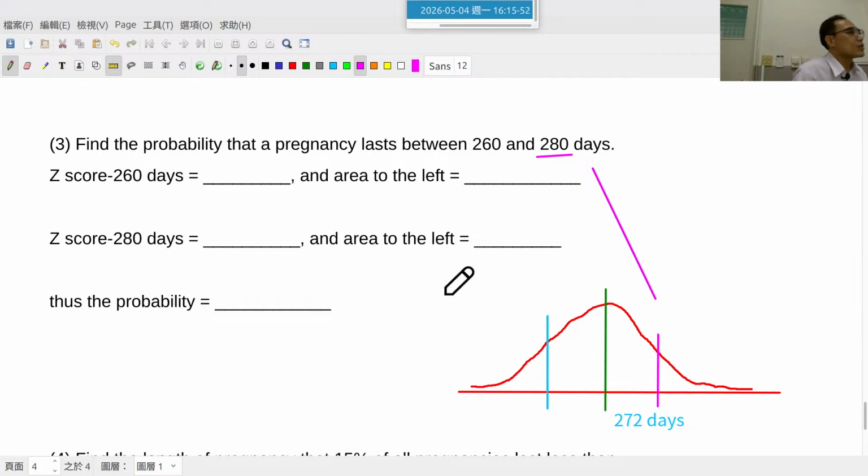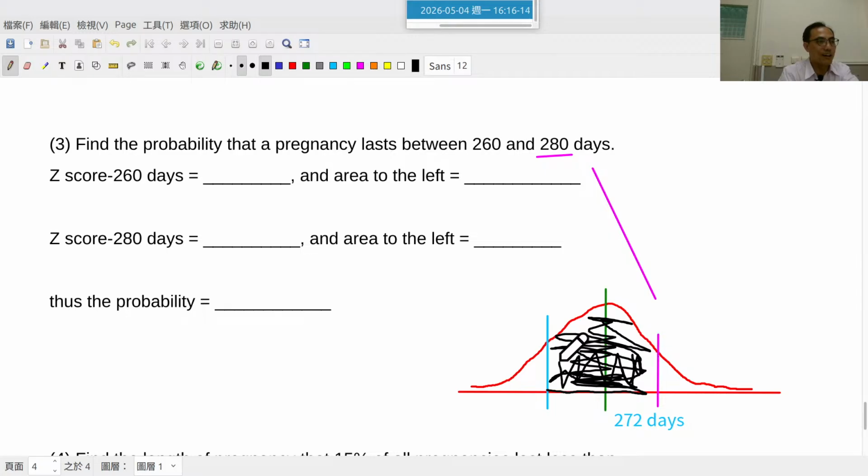And what's the question? The probability that pregnancy lasts between 260 and 280. Very clear. Our answer is this area here. Sorry, my hand drawing is horrible because I use my fingers to draw this. Okay, and how do we calculate this one?